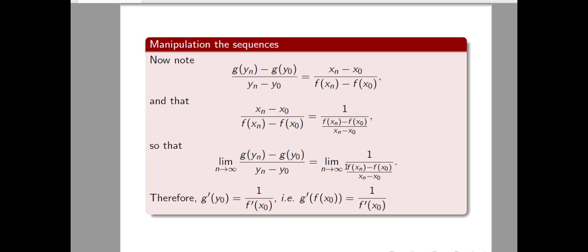It'll be the limit of this other, which will give me, therefore, that g prime of y naught is equal to 1 over f prime of x naught, which is to say that g prime of f of x naught is equal to 1 over f prime of x naught.